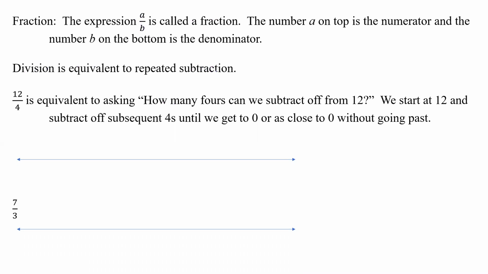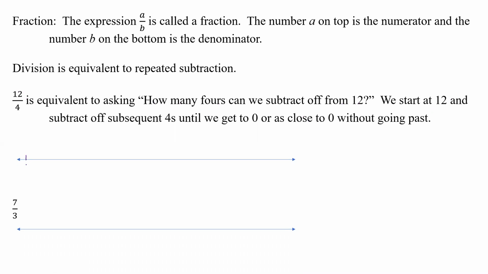So if you think about what we had before, if we had addition, we had all those properties we could use, and with subtraction, we couldn't use any of those properties. It works similarly here with division. So let's say we have 12 divided by 4. Well, what is that? That's equivalent to saying, how many 4s can we subtract off from 12? So what we're going to do is start at 12 and subtract off subsequent 4s until we get to 0, or as close to 0 without going past.